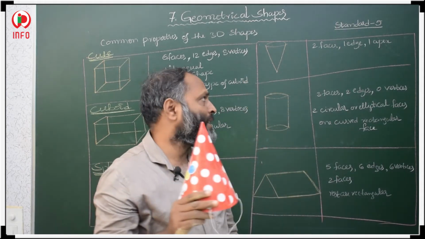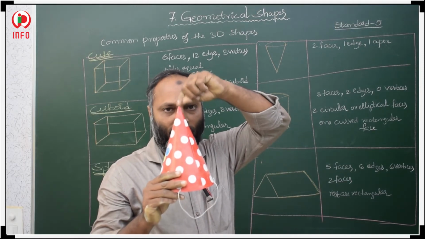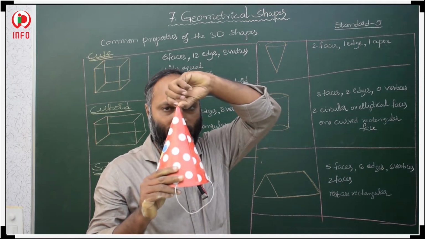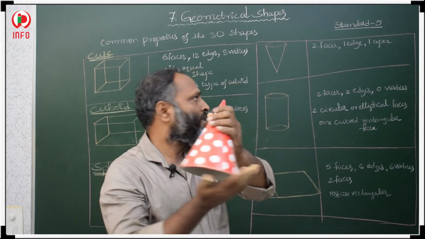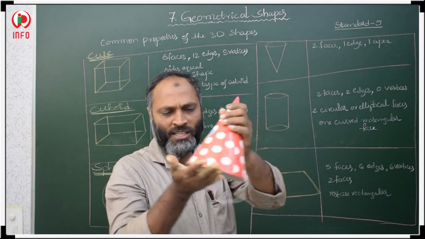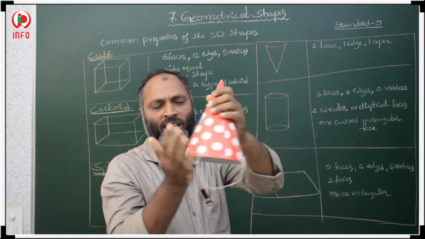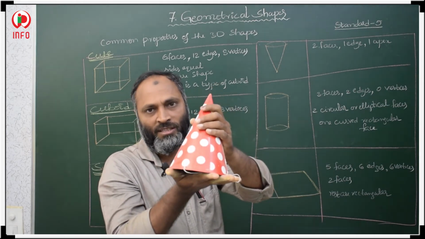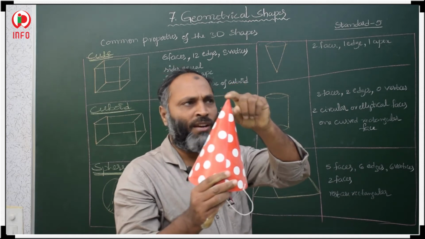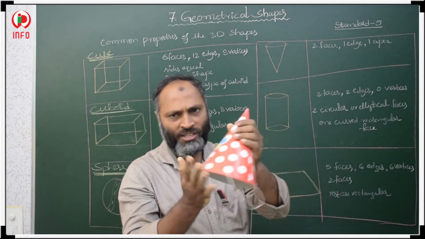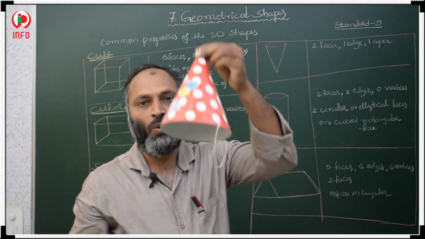Then how many apex, meaning how many vertices? Only one vertex is there at the top. It has only one vertex, and two faces. One is the curved surface, and the other is the base, a circular face. Okay, two faces, one vertex, and one edge. This is about our cone.